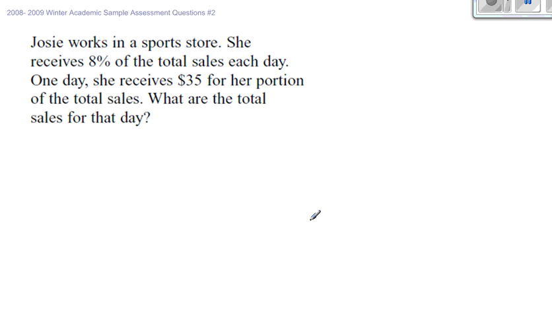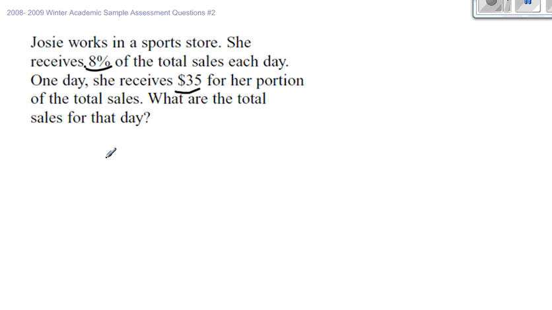It says Josie works in a sports store. She receives 8% of the total sales in one day. One day she receives $35 for her portion of the total sales. What are the total sales for that day? So please note, this question is not asking you what 8% of $35 is. Just think about it logically. I mean, imagine getting paid 8% of $35. I mean, that's less than $4. I mean, that's like $3. That doesn't make sense, right?